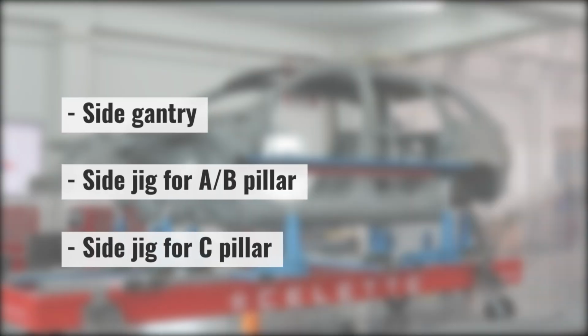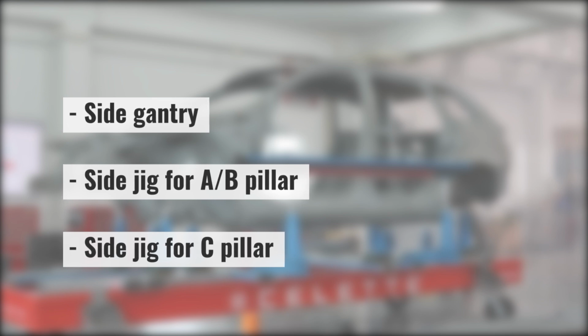We've seen how to assemble the side jigs for pillar A, B, and C. You should now be ready to use them in your repair process.